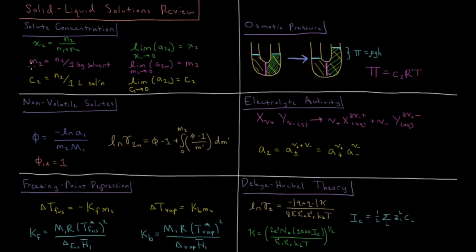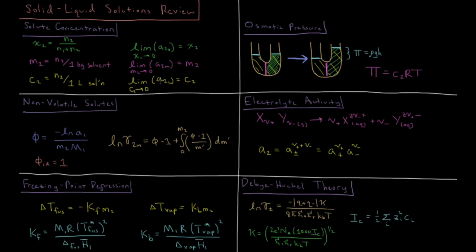We have the molality, which is equal to number of moles of solute per 1 kilogram of solvent. When we have molarity, or C, the molarity of a solute is equal to its number of moles per 1 liter of solution. And we can define different activities based off of these different concentration metrics. We can define activity based off of mole fraction, which approaches the mole fraction as mole fraction goes to 0. The molality activity approaches the molality as molality goes to 0.